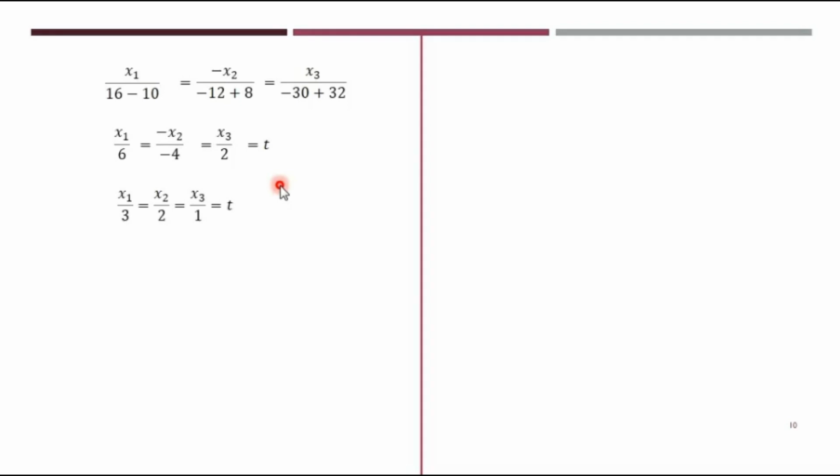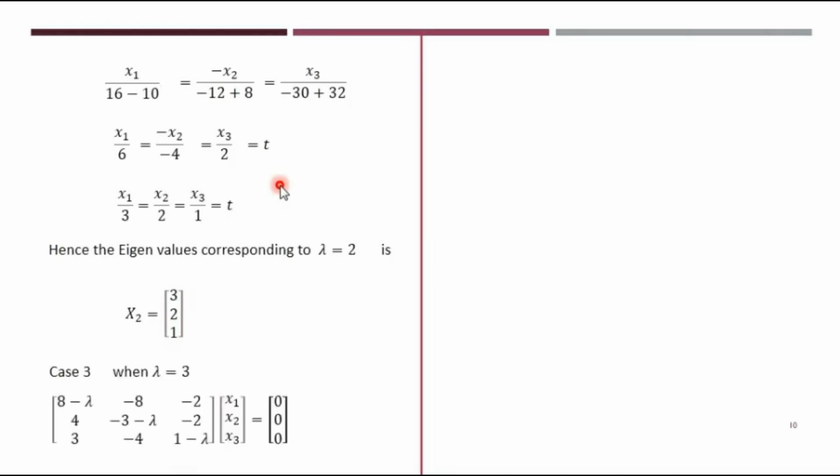ठीक है. Case 3 पे जाते हैं. Again, eigen vector है. मेरे हर जगह eigen value लिखा हुआ है. Just change that. Lambda equal to 2 का हो जाएगा 3 2 1. Next case 3. Lambda equal to 3. Lambda के बदले 3 पुट करना है.